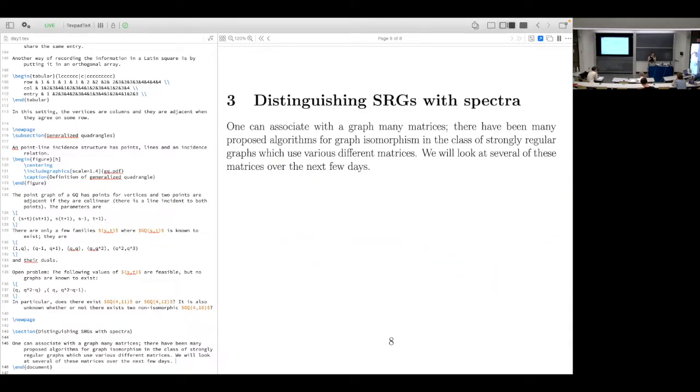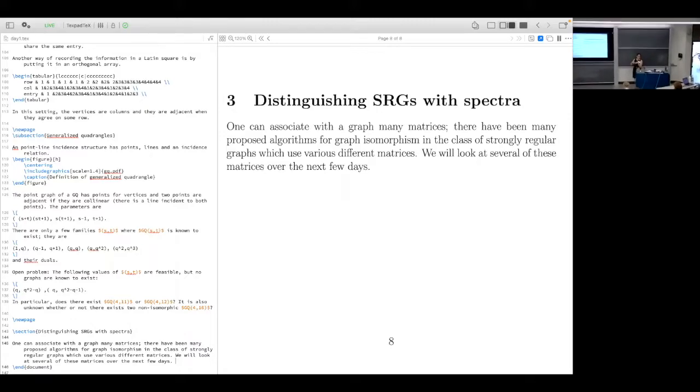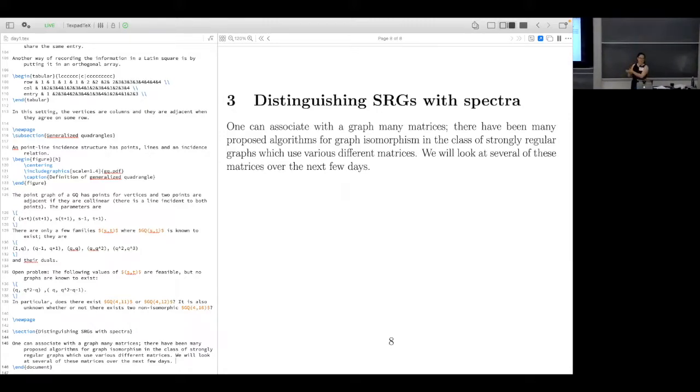So there is some cutoff, right? You want to associate it with some matrix that is easy to compute, given your strongly regular graph, and whose eigenvalues are also easy to compute. If you associate with it a matrix that is exponential in the number of vertices, then maybe that does distinguish the graph, but it won't give you a polynomial time algorithm because you would still need to compute the eigenvalues of that huge matrix. So you don't want that.